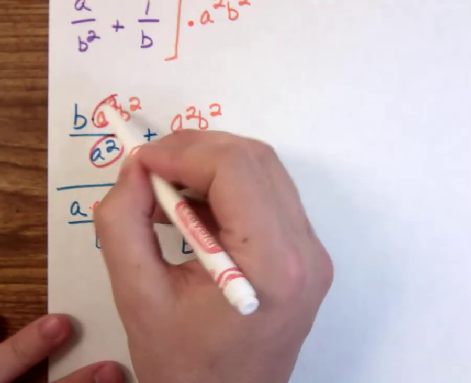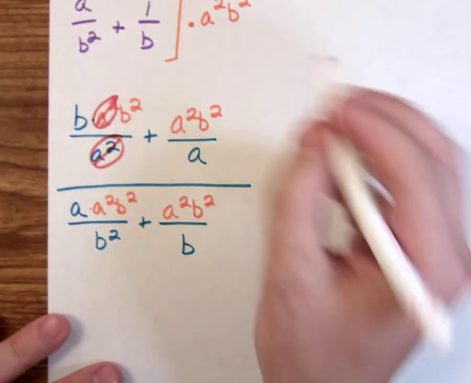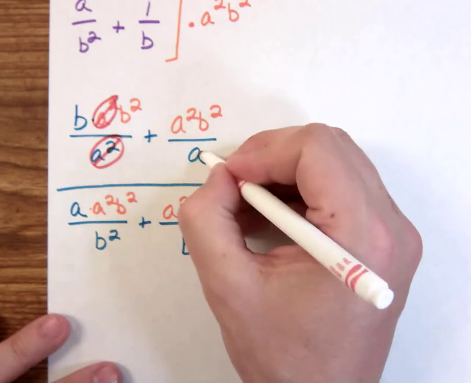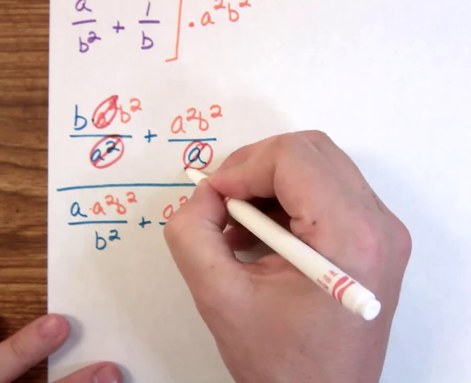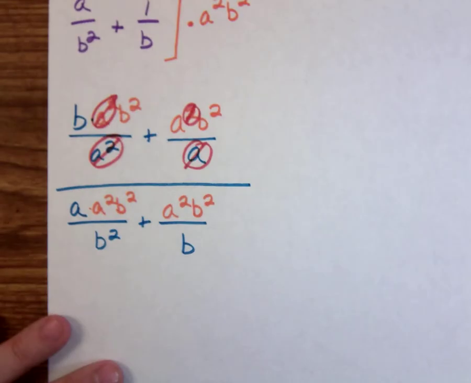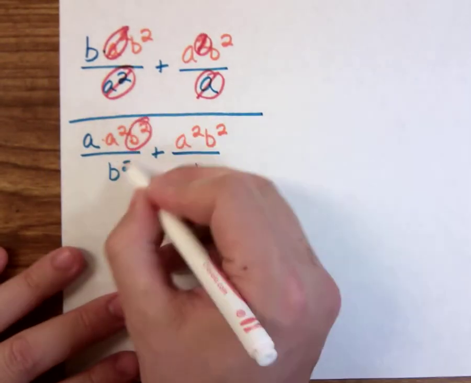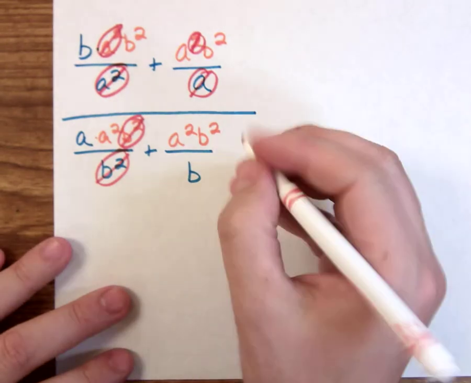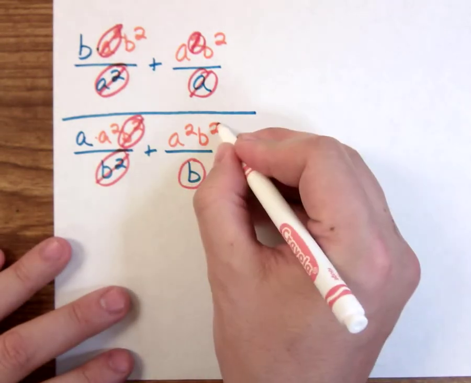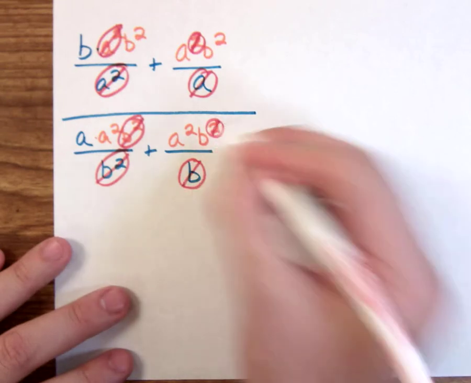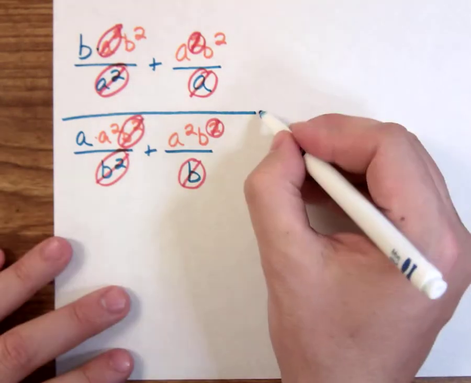A squared's gone. A squared and A can cancel. I have 2 A's up here and 1 A down here, so this 1 A cancels with one of these A's, so instead of A squared I have just A. On the bottom, B squared and B squared canceled. And here, this B cancels with one of these B's, so this one's gone, and instead of B squared I have just B. So what am I left with?